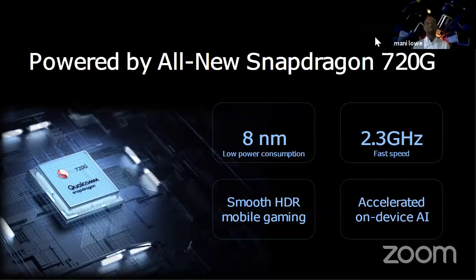Okay, so we talk about the processing power. Again, we've got the Snapdragon processor, the 720G as well, which has got low power consumption. And also it's very, very quick. You've got the optical processors yet again, and 2.3 gigahertz for the bigger cores as well. People that are gaming, you'll be glad to know, it's got high dynamic range mobile gaming. So everything looks a lot more realistic in terms of colors as well. And you've got accelerated on-device AI, which helps with scene recognition, but also helps with face unlocking as well.